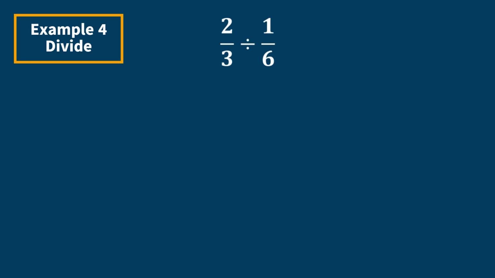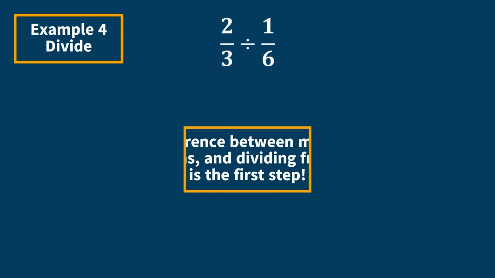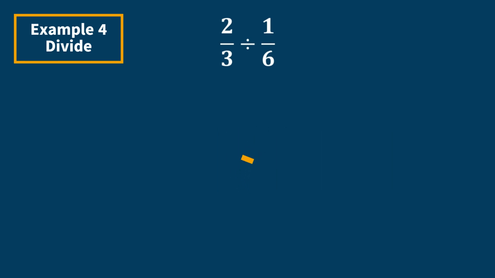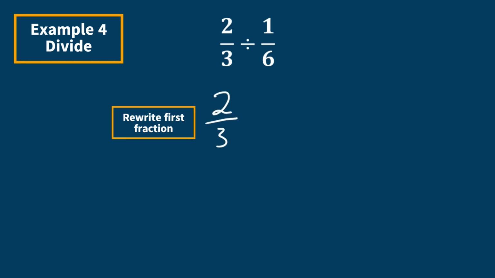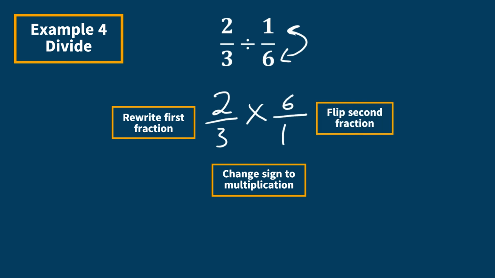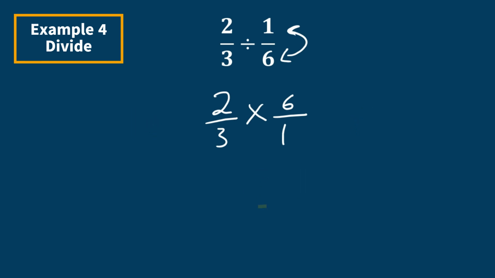Example number 4, we have 2/3 divided by 1/6. Now, the only difference between multiplying fractions and dividing fractions is just the first step, which is all we do is we take our first fraction, write it down, and then we convert it to a multiplication by switching these numbers around, or flipping it over. So this will become 2/3 times 6 over 1. And then from here, we continue as we have before.